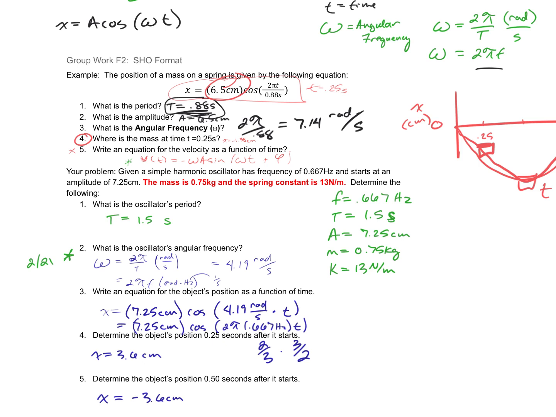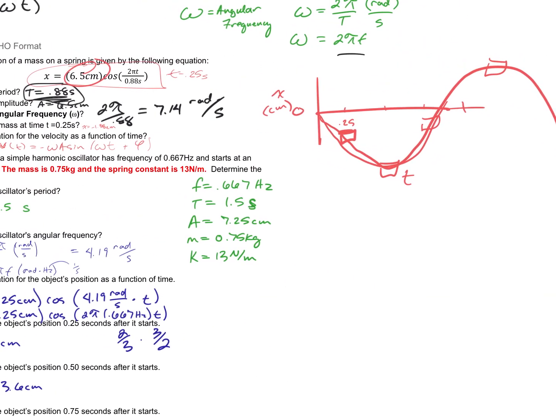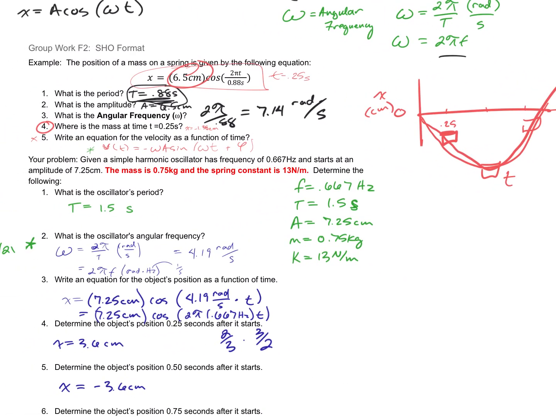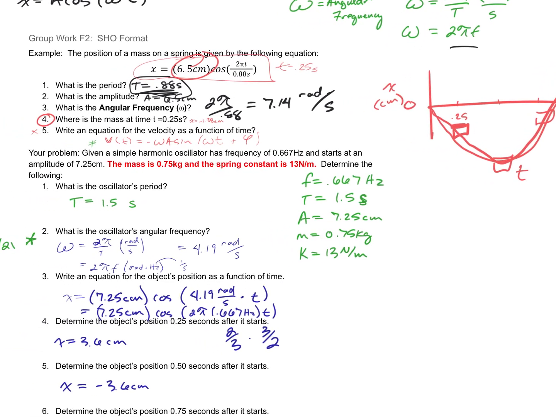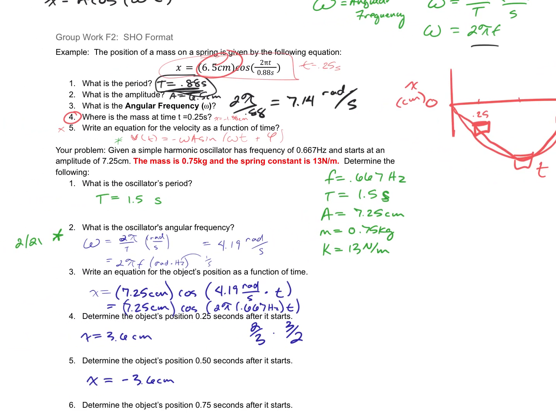And the question is, where is the mass at t equals 0.25 seconds? I don't know why I drew it this way. But if you substitute the value 0.25 in for that t, you would solve for the equation where it is x equals negative 1.38.